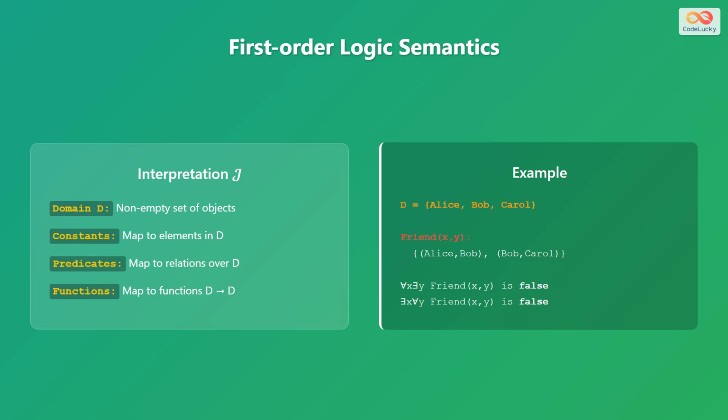Here's an example. Suppose D equals the set containing Alice, Bob, Carol. And Friend(x, y) is the relation containing (Alice, Bob) and (Bob, Carol). Then, for all x there exists y such that Friend(x, y) is false because Alice is not friends with everyone. Similarly, there exists x for all y such that Friend(x, y) is false because there is no one who is friends with everyone.